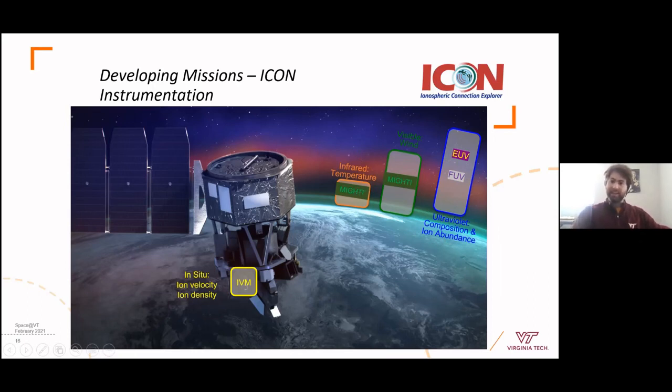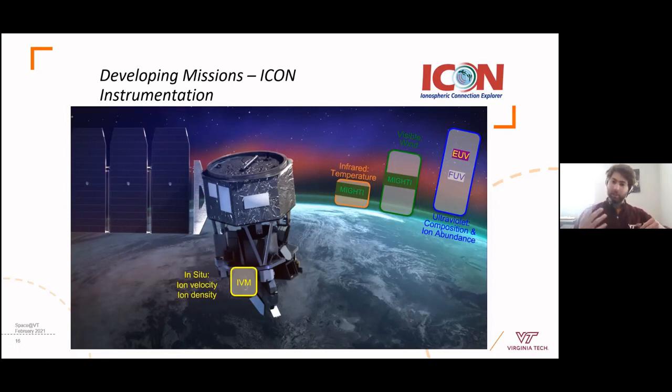For ion abundance and for atmospheric composition, we need two instruments. So we have first the FUV, measuring far UV airglow. During the day, it's going to give us atomic oxygen and molecular nitrogen profiles as a function of altitude. And then our EUV instrument is going to give us O+ during the day. And then at night, FUV is going to give us O+. So between the two, we're going to know the ion abundance day and night.